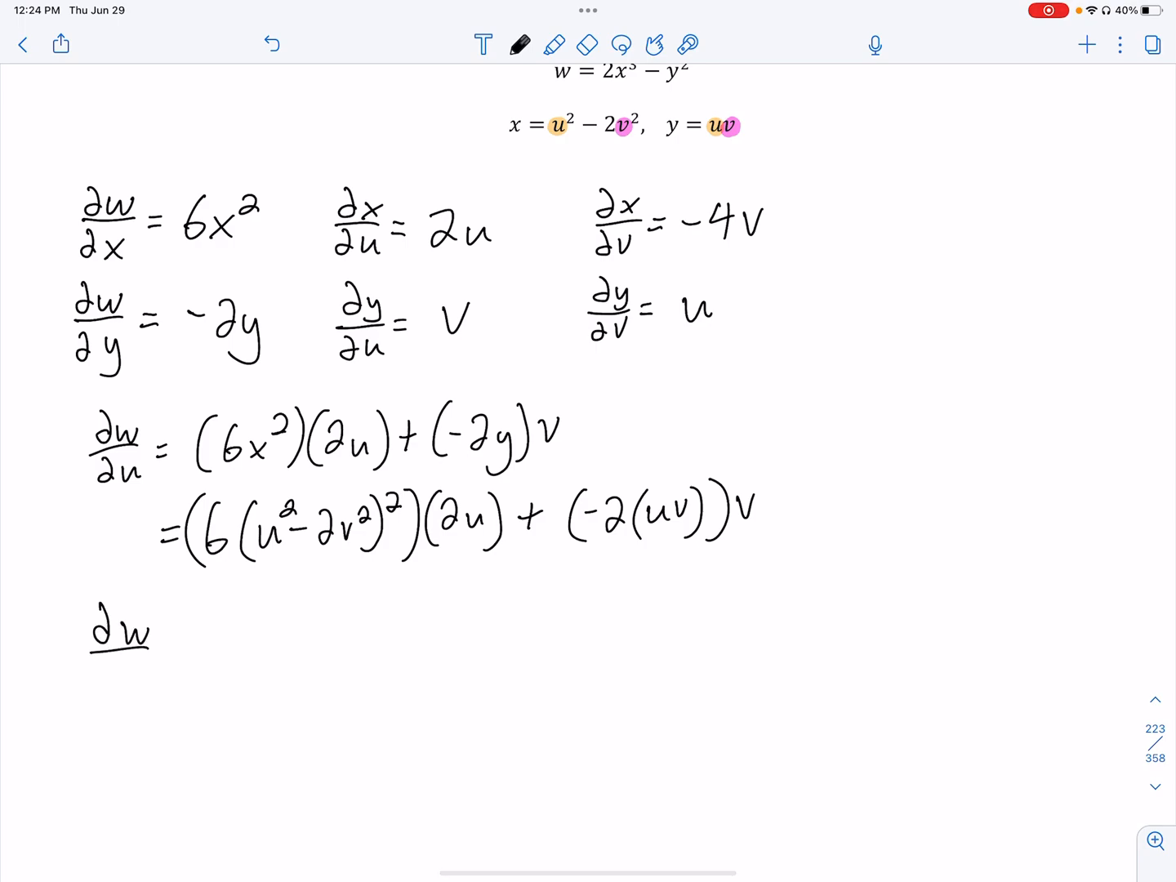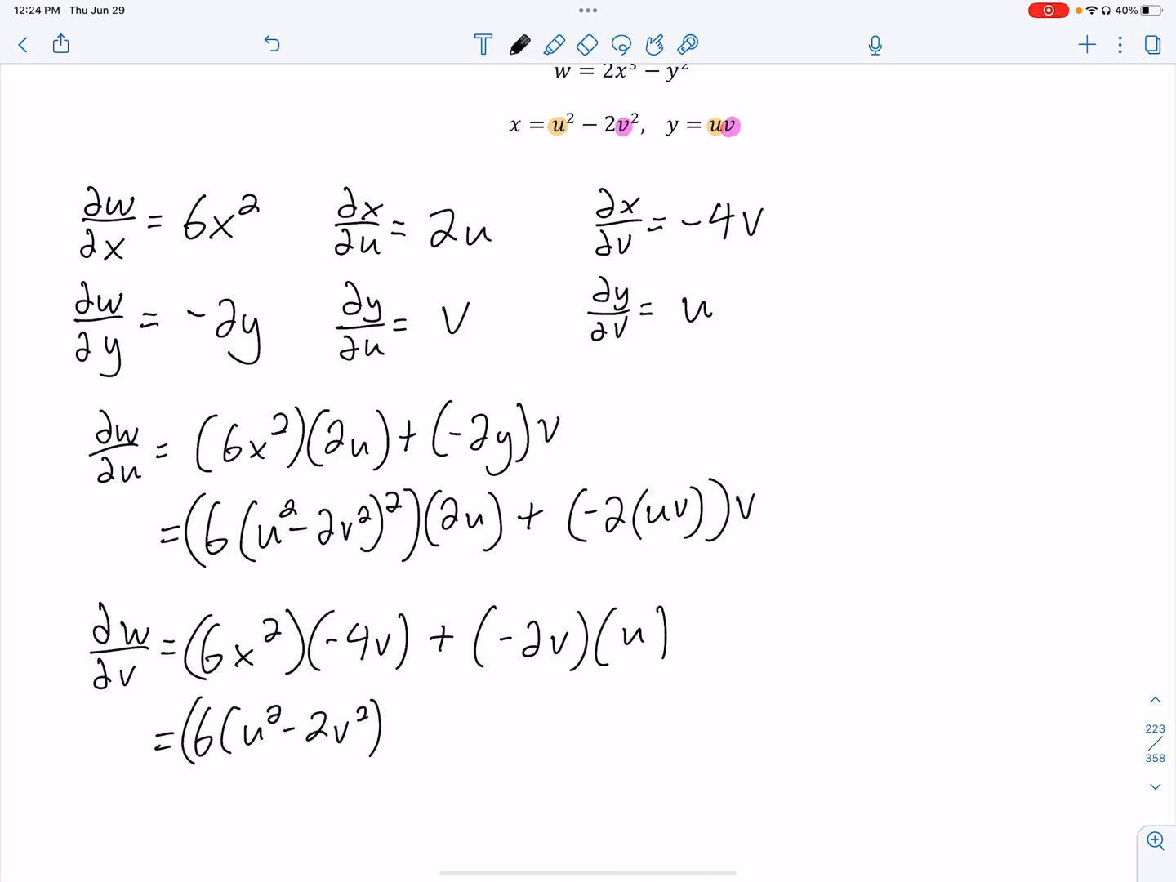All right, if I want dw dv, it's the same thing, except I'm going to do 6x squared times negative 4v plus negative 2y times u. And then I do that same replacing to get my derivative, but those things on the outside change. And then I think I messed this up. That should be a y. Yeah, that came from here. So negative 2 times y, which is uv, times u. All right, so there are my two derivatives, given a u and a v.